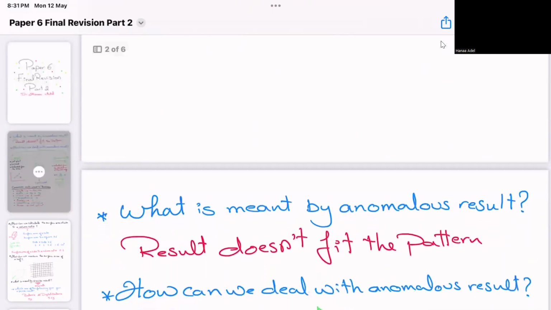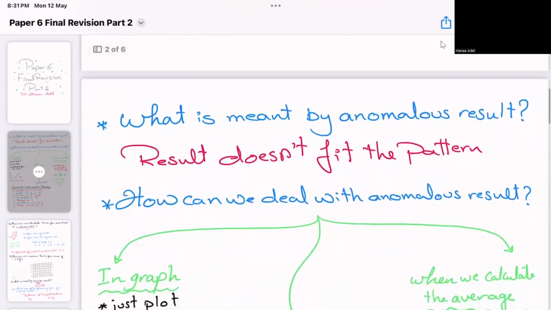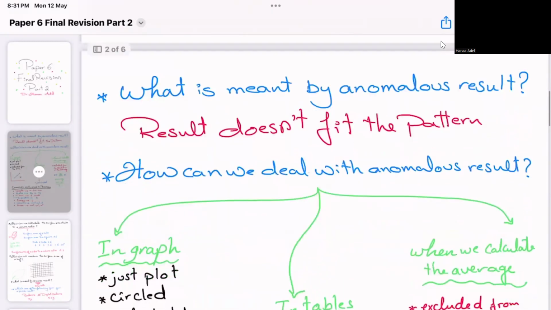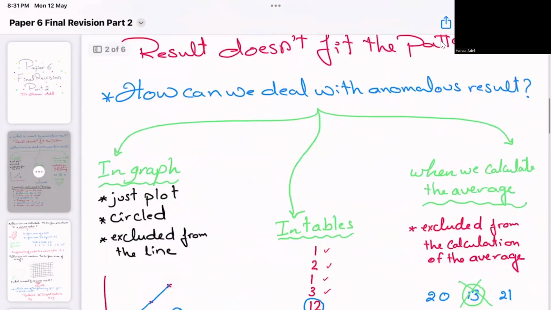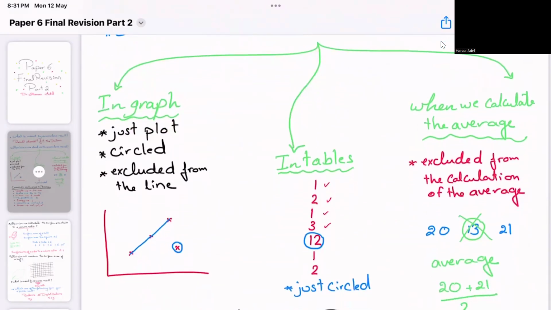Next question, how can we deal with the anomalous result? We have 3 cases we can deal with the anomalous result: firstly, in the graph, in tables, and when we calculate the average. Let us start with the graph. If we have an anomalous result in the graph we have plotted, just plot all the points including the anomalous result and make a circle around it and exclude it from drawing the line.